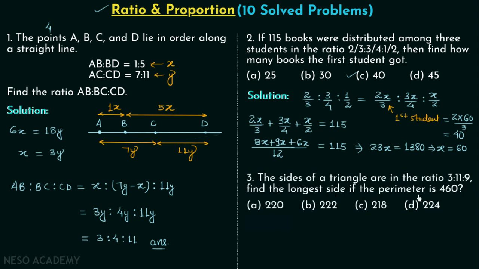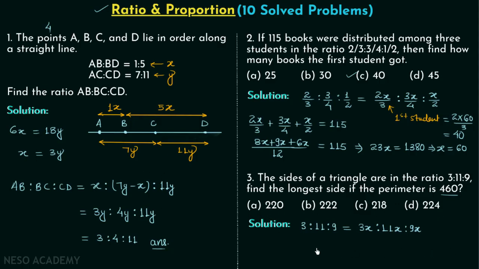As per this problem, the perimeter of a triangle is 460 and the ratio of the three sides is 3:11:9. Let's say the common factor is x. So we have 3x, 11x, 9x, and we need to find the longest side. The longest side will be 11x, and if we can find x, we will have the exact value of this longest side and we can choose one option out of the given 4. So now we will focus on finding the common factor x.